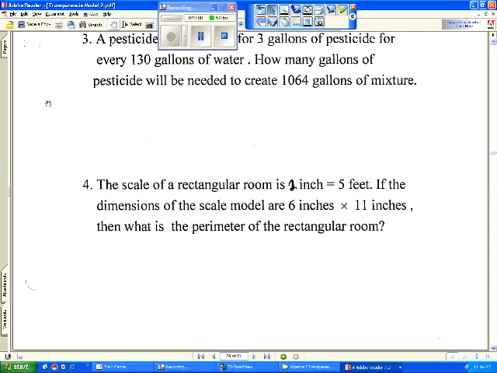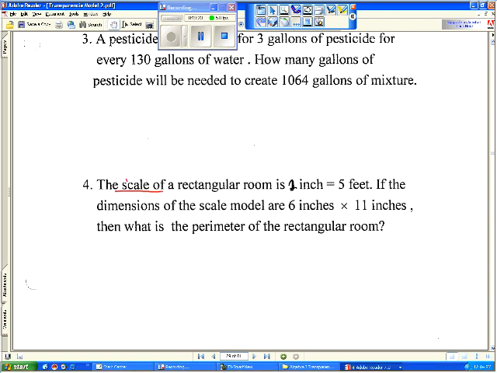Number 4. The scale factor of a rectangular room is 2 inches equal 5 feet. If the dimensions of the scale model are 6 inches, then what is the perimeter of the rectangular room? Soon as you see scale, what comes to your mind? Scale model. What else comes to your mind?